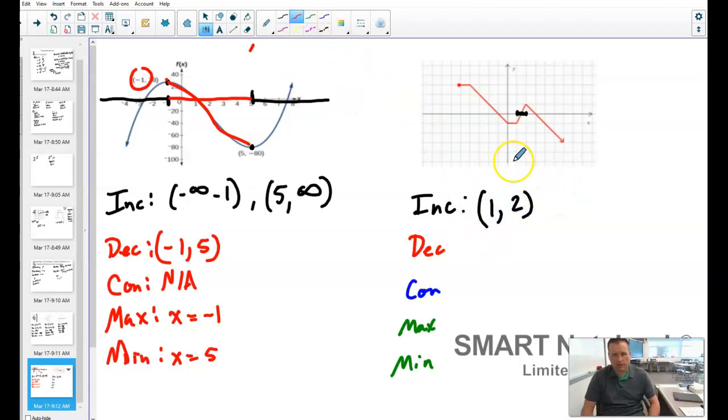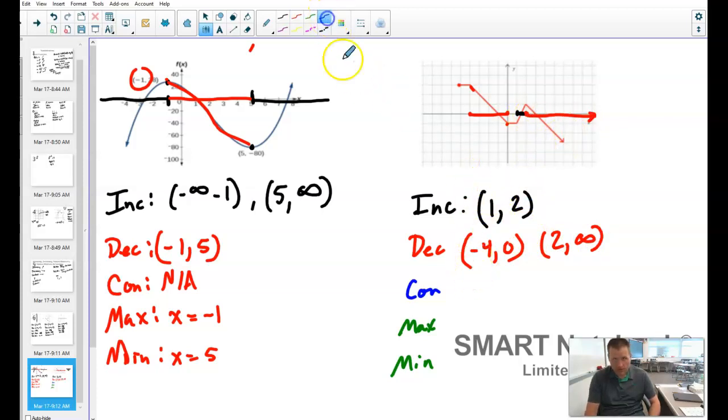My decreasing sections are this part from here to here, which that would be from this point to this point. And then it's also decreasing from there down, which would be from here to there. So there's two sections for that. That would be 1, 2, 3, 4. That would be negative 4 to 0. And then also from 2 to infinity. So from here to here.